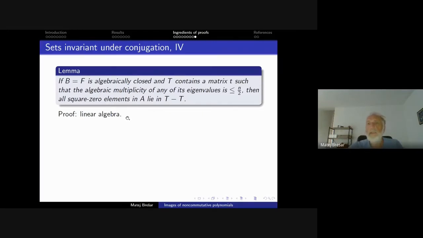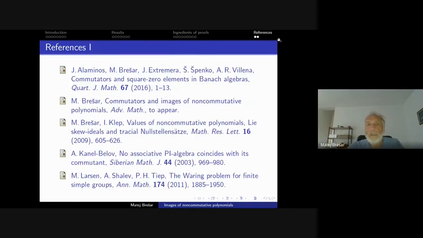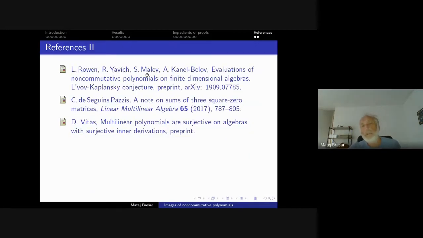So that's it. Just the references. This is the paper I was talking about. Just yesterday, I got information that it is accepted for publication. This paper by Rowan and others is maybe interesting because it is a long survey on the Lvov-Kaplansky conjecture and some other results concerning the images of polynomials. So you can find it on arXiv. And that's it. So thank you very much.